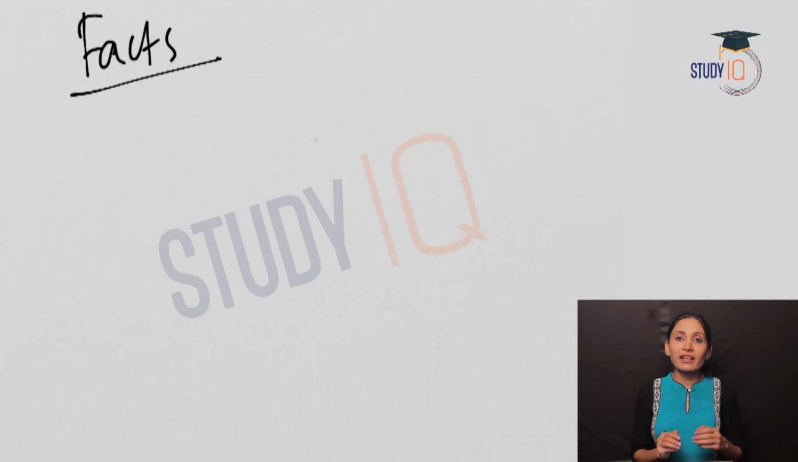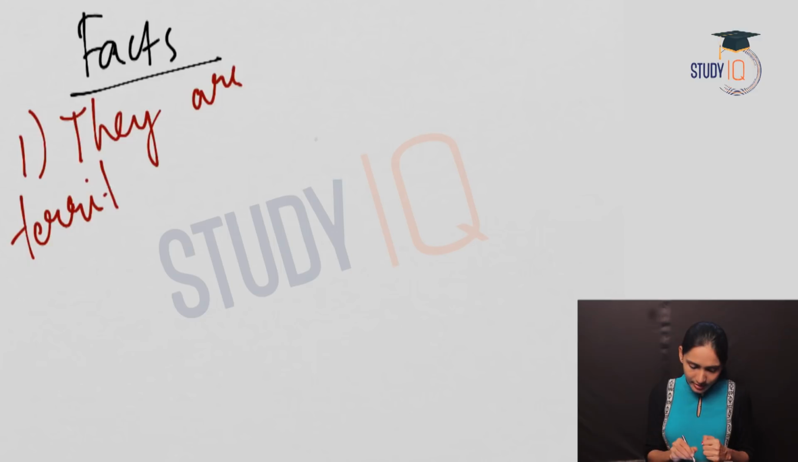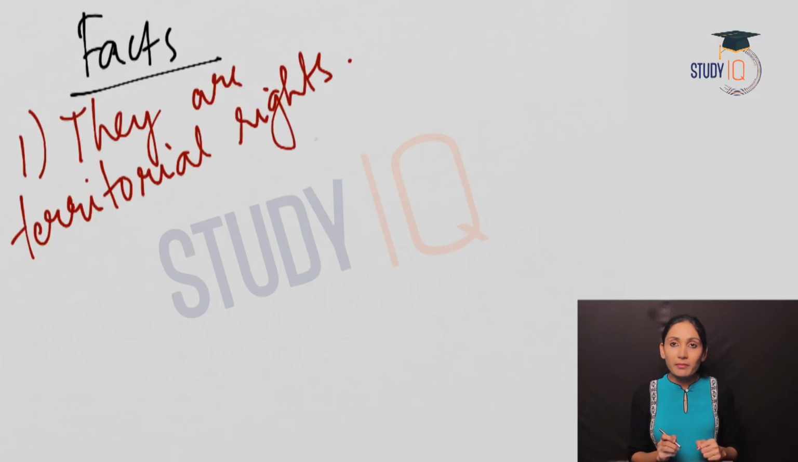You should also remember some facts about patents. Let us discuss the important facts. The first important fact regarding the patents is that they are territorial rights. It means that if a person has a patent in the US for a particular product, and if that person wants to use that product in India, he has to apply for a different patent in India. That means patents are territorial rights.